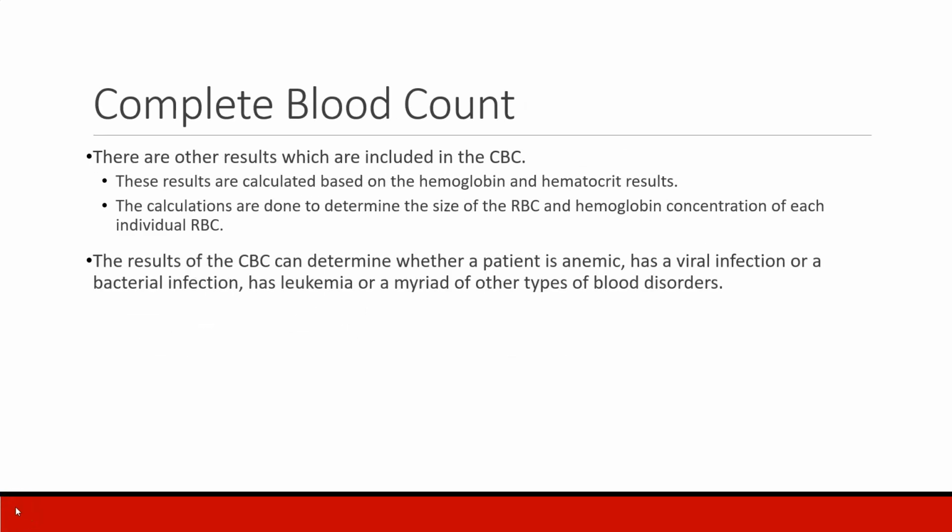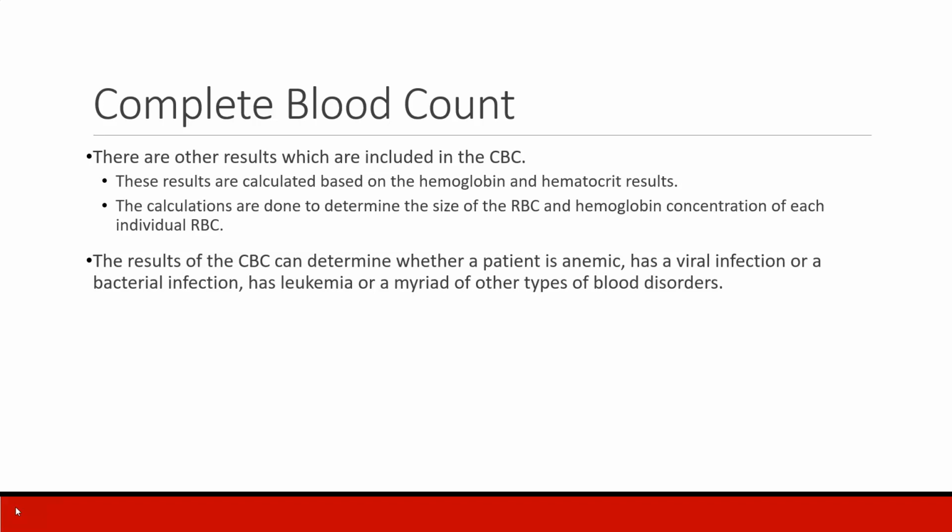There are other results which are included in the CBC, and these results are calculated based on the hemoglobin and hematocrit results. And the calculations are done to determine the size of the red cell. We want you to have a normal size. If you have too big of a cell or too little of a cell, this could indicate some type of disease process. And the hemoglobin concentration of each individual red cell.